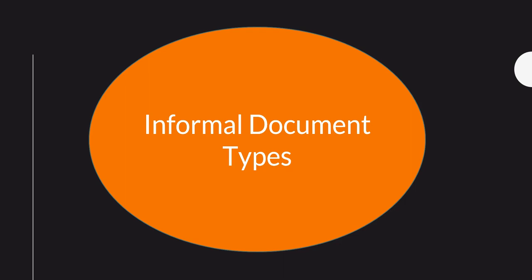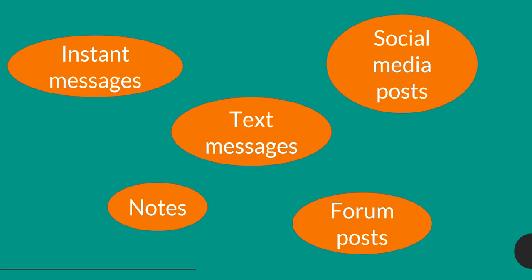Then we come to some of the informal document types. Not as many of these that you'll use within the workplace. So you may have some kind of instant message system set up that you use to communicate with colleagues. You may use text messages. Notes, I'm thinking, if you leave a note on somebody's desk to say that Phil called at 3 o'clock, or don't forget to photocopy the notes for the meeting, that sort of thing.